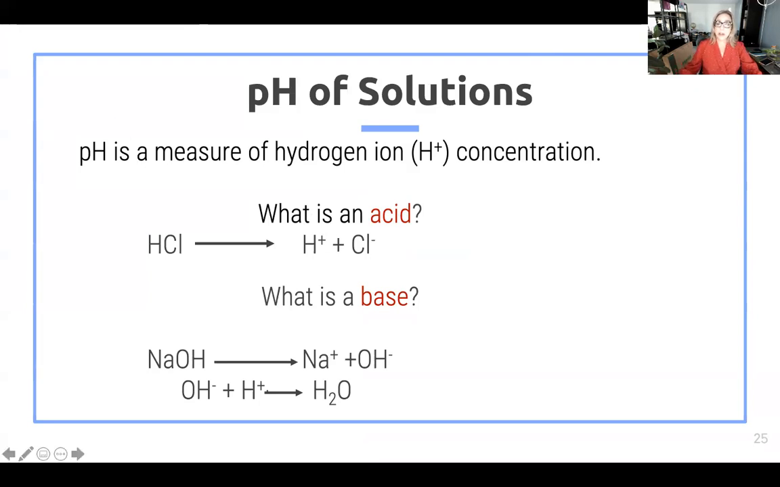Let's begin by looking at water. I'm going to go to the whiteboard. The first thing I want to talk about is what I mean when I say the concentration of hydrogen ions. Most of you have probably heard that pure water is a neutral pH. Let's look at what that means.